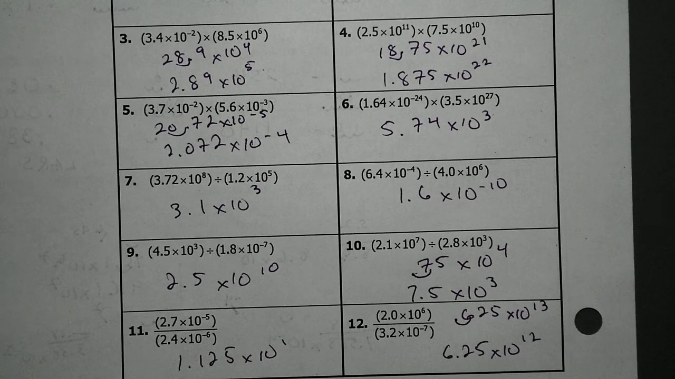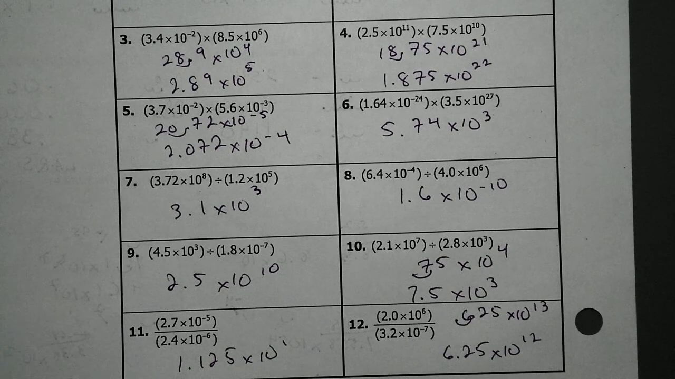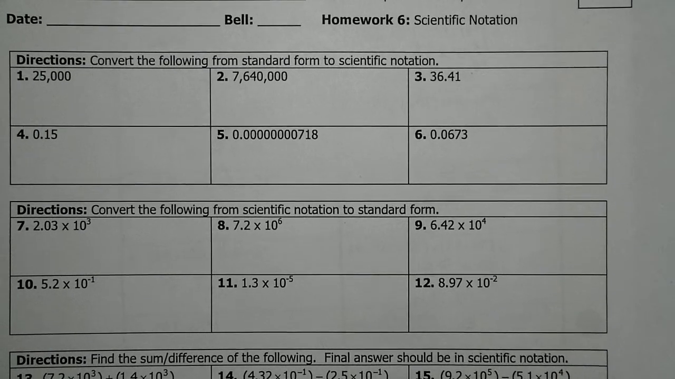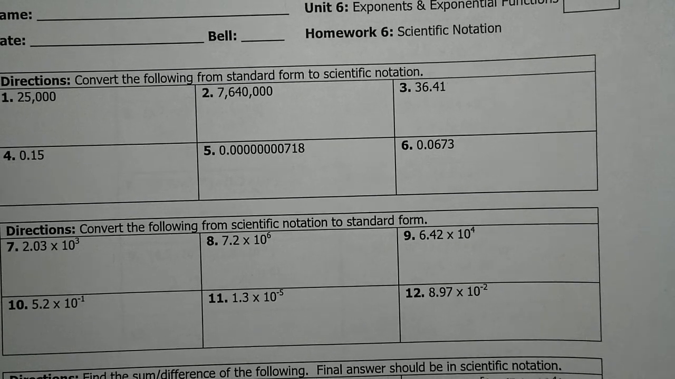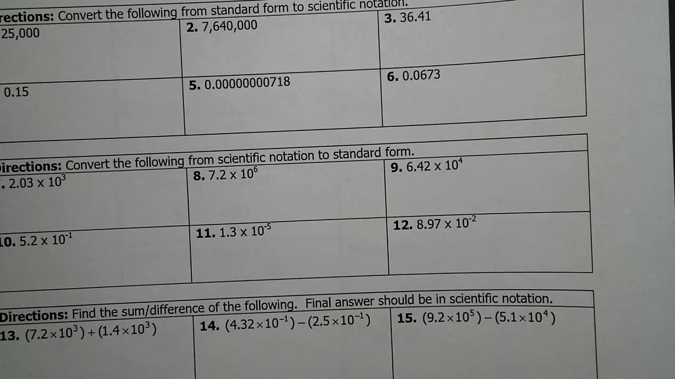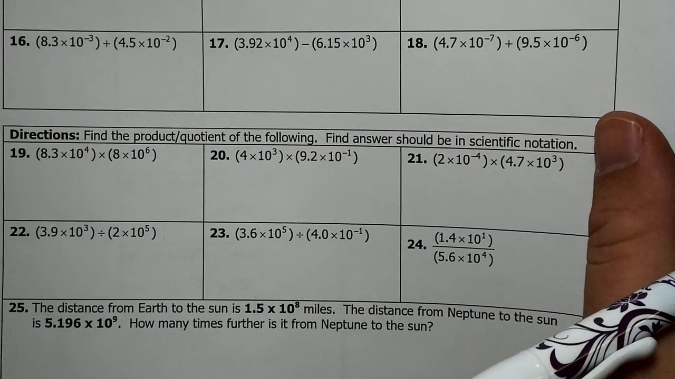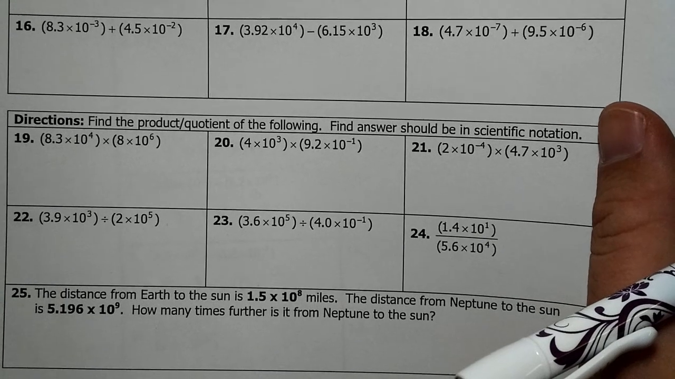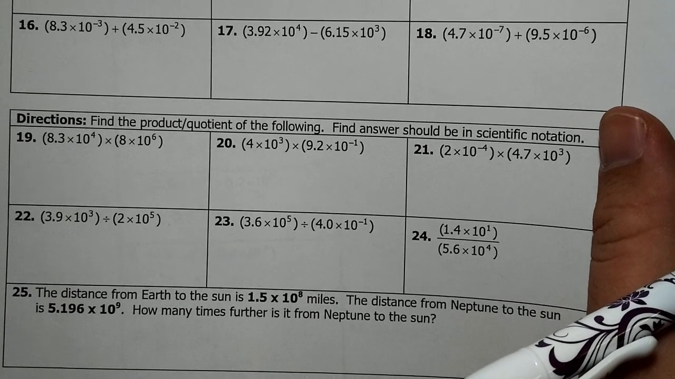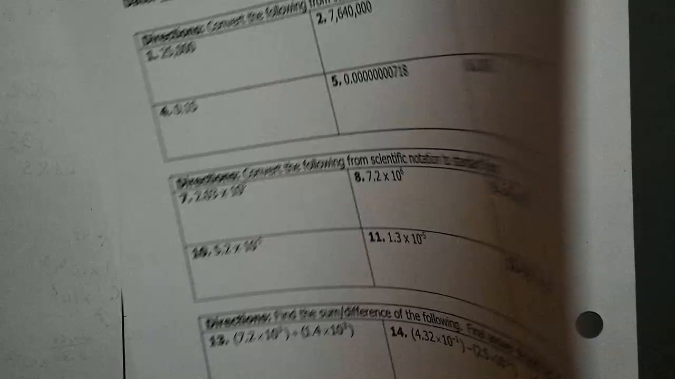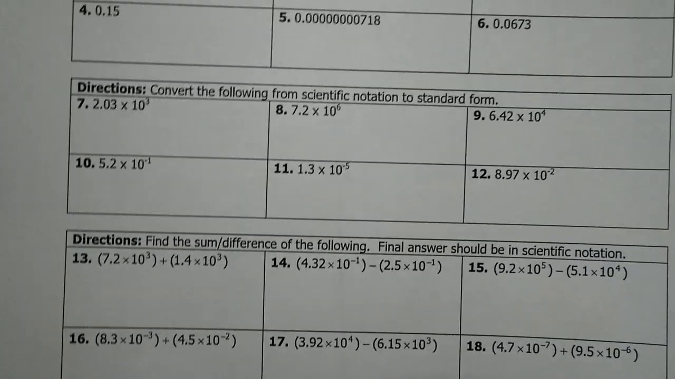All right, for your assignments, it says homework 6.6. The first 6, convert from standard form to scientific notation, then scientific notation to standard, then find the sum or difference, and then at the bottom, find your product or your quotient. So there's 25 problems. This should be a really quick, easy lesson. Good luck on your assignment, guys.